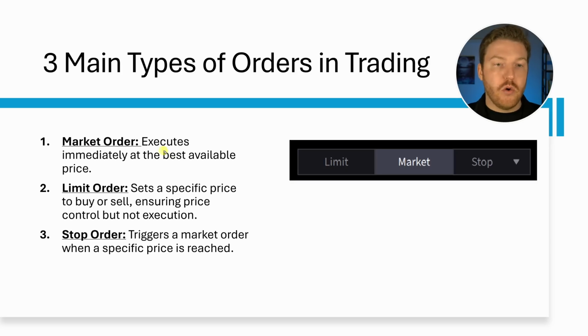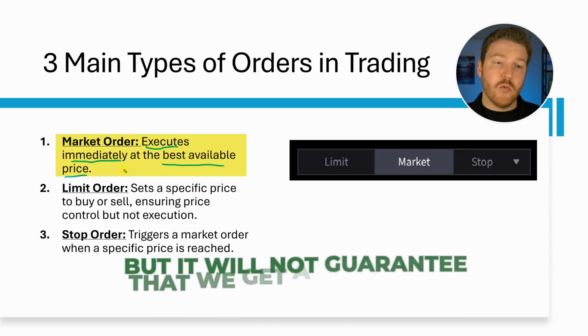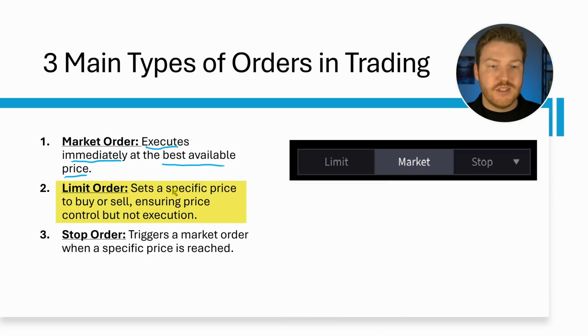So the market order executes immediately at the best available price. This is going to guarantee that we execute, but it will not guarantee that we get a good price. The limit order will set a specific price to buy or sell, ensuring price control but not execution. So we would ensure that we get a good price if it executes with a limit order, but we're not guaranteeing that it will ever execute.